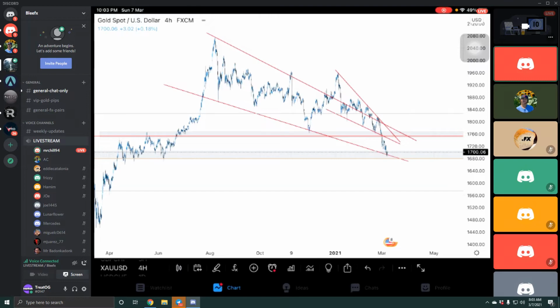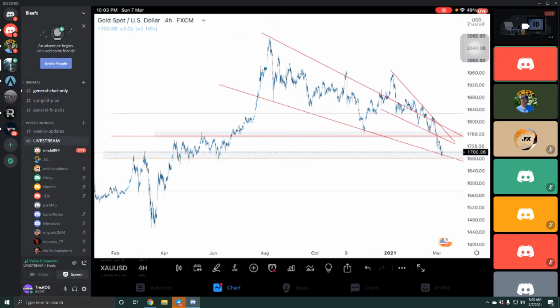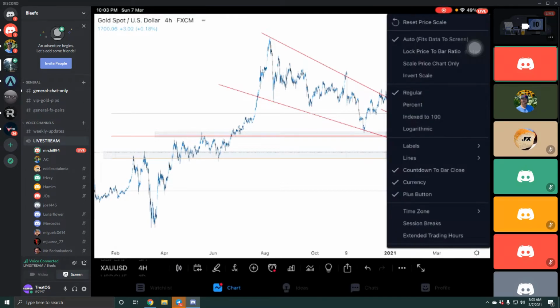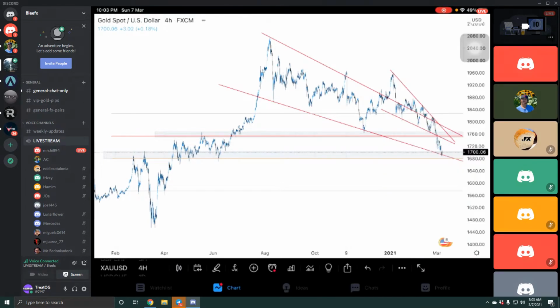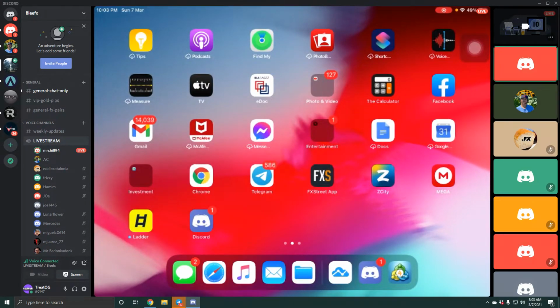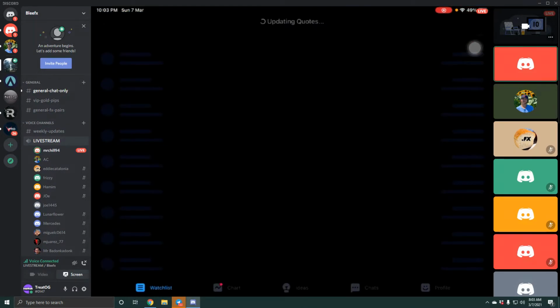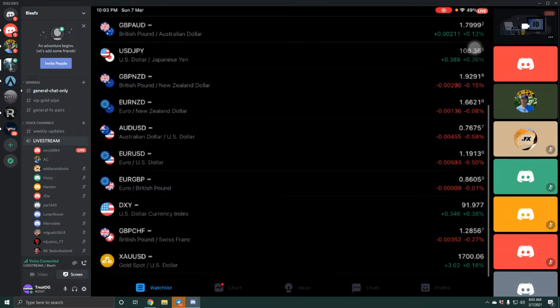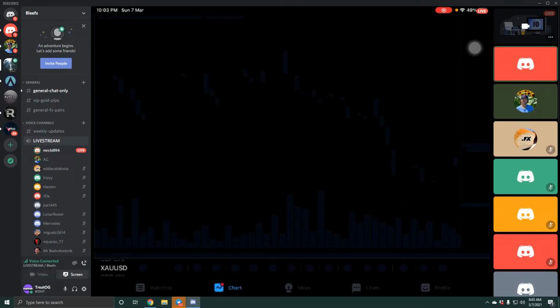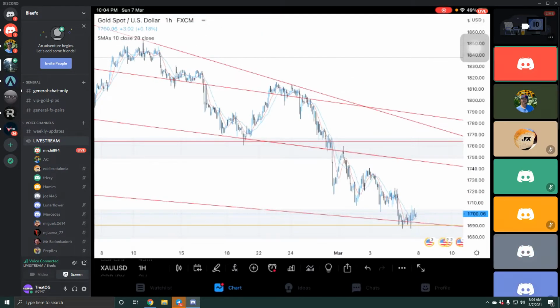But what I'm looking at is not this. I'm looking at an even bigger picture. I cannot minimize it. My TradingView won't let me move. Okay, here we go.